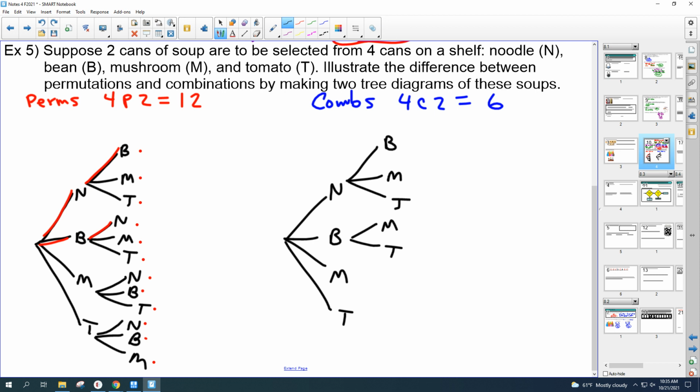And then if mushroom was my first choice, then noodle mushroom has already been chosen, and bean mushroom has already been chosen. So really all we've got left is mushroom tomato. And if you think about it, that's all the possibilities there are. This really isn't going to be a thing, because if I try to do any branches after that tomato, I've already got noodle tomato, bean tomato, mushroom tomato. I've already got a tomato showing. So there are 1, 2, 3, 4, 5, 6 different ways if order does not matter.